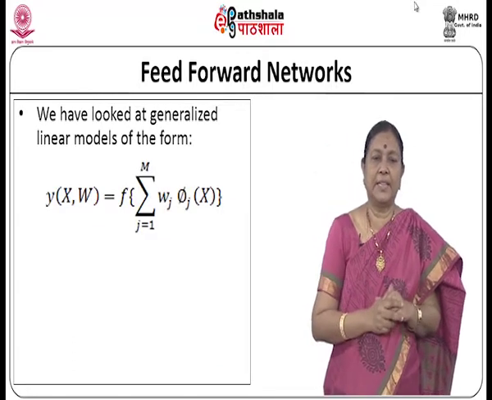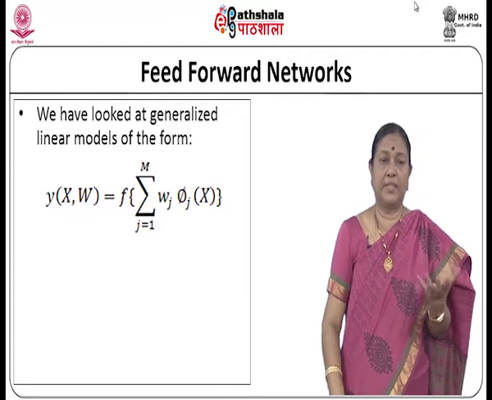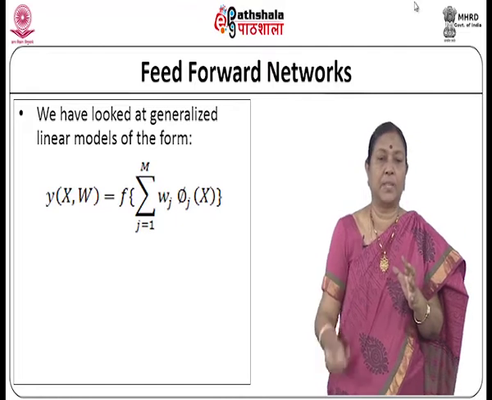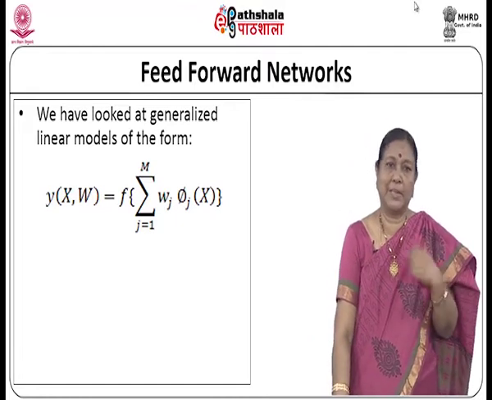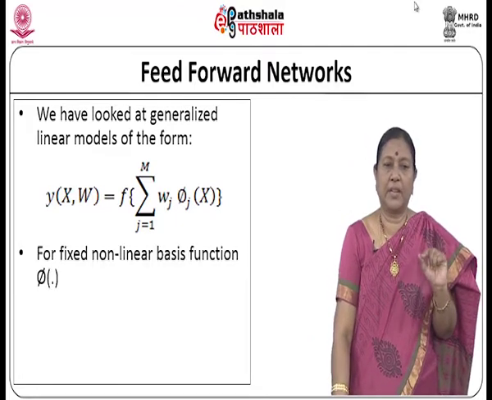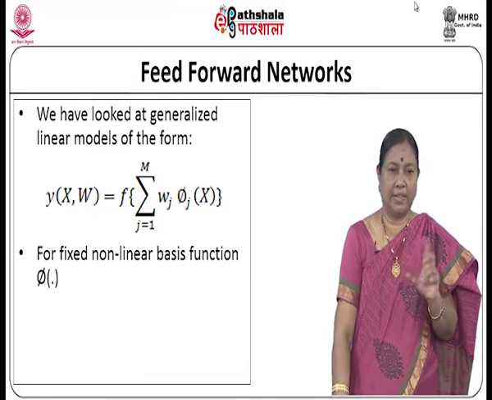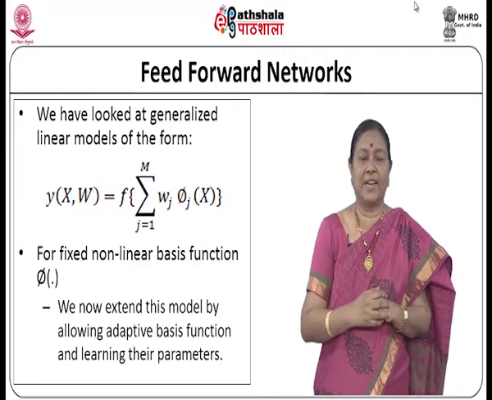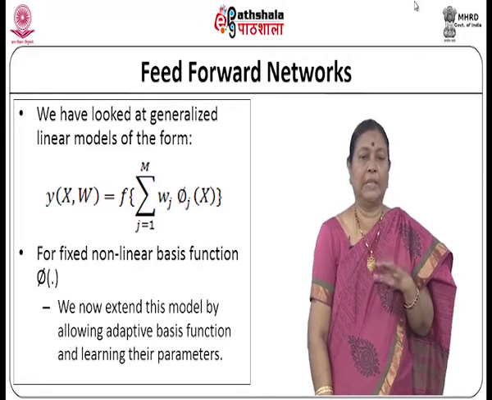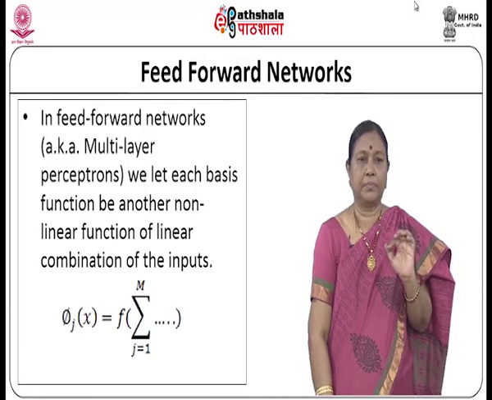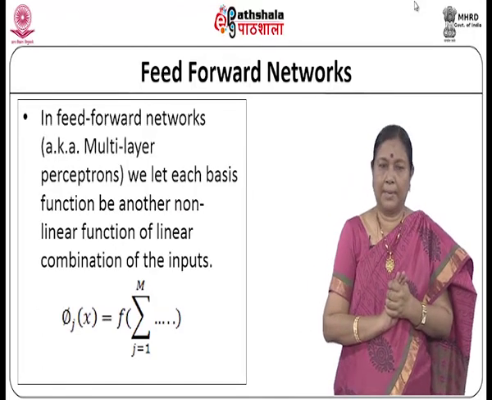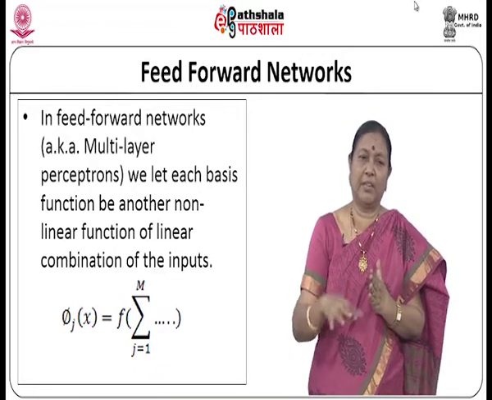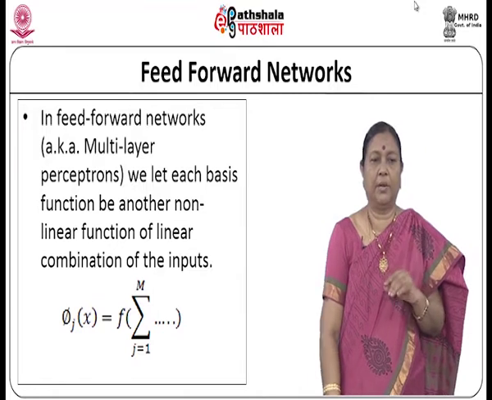We have looked at generalized linear models in this form, where the sum of wj phi j of x transforms the input, and j equal to 1 to m gives the type of connections you have. For a fixed nonlinear basis function phi j, that can be just that. We now extend this model by allowing adaptive basis functions and learning their parameters. So, now we are going to change a little bit, to make it adaptive. In feed forward networks, multi-layer perceptrons, we let each basis function be another nonlinear function of a linear combination of the inputs.